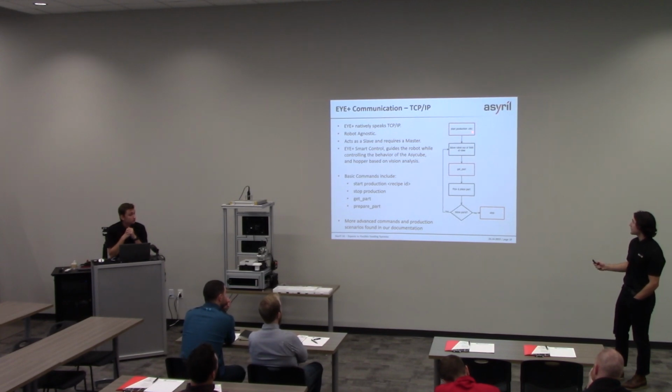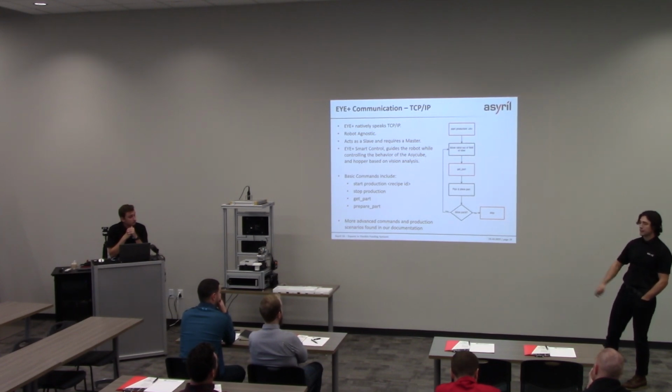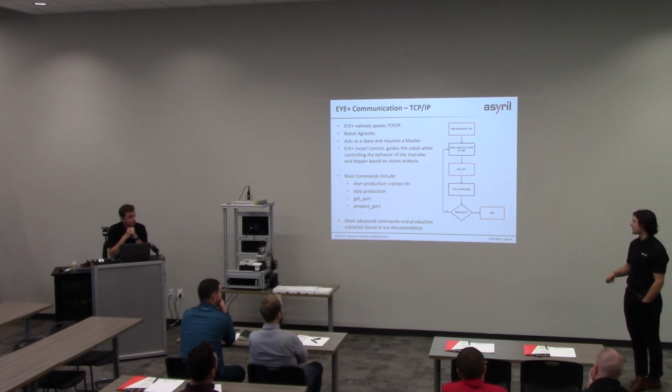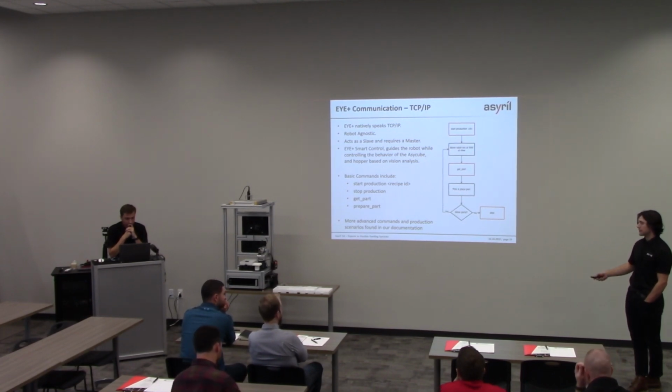So you're going to start production with that recipe ID that is created when you finish your recipe. The robot needs to be out of field of view, obviously. When the robot's out of field of view, you can call that get part. What this is going to do is image the platform, complete the vision analysis, and it's going to identify where the good part positions are. Once it identifies the good part positions, it's going to send those coordinates to the robot one by one.